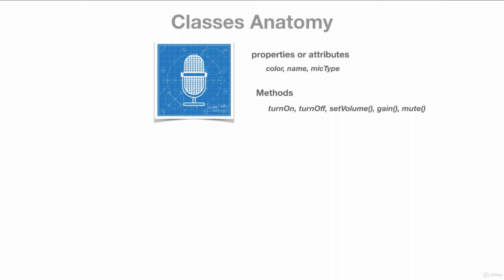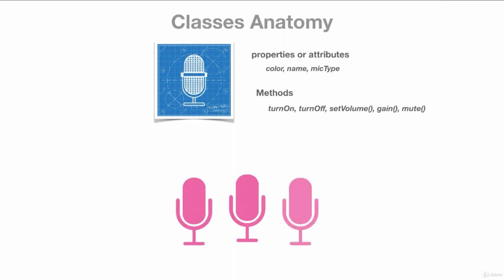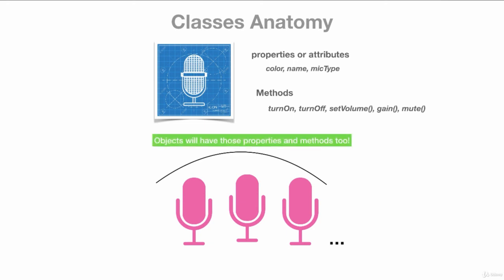So these are characteristics of our blueprint, of our class, which means with those characteristics, we can then create as many objects, as many real-world mics as we want. All of them, of course, will have those properties and methods too. And this, my friend, is the basics, the fundamentals, the core of what we call object-oriented programming, the understanding of these building blocks. So classes are the building blocks, if you will, of the object-oriented programming paradigm.